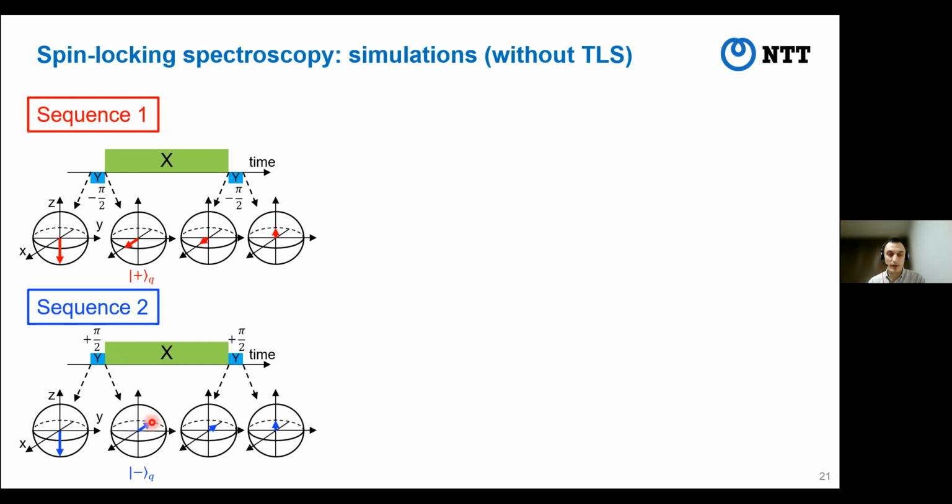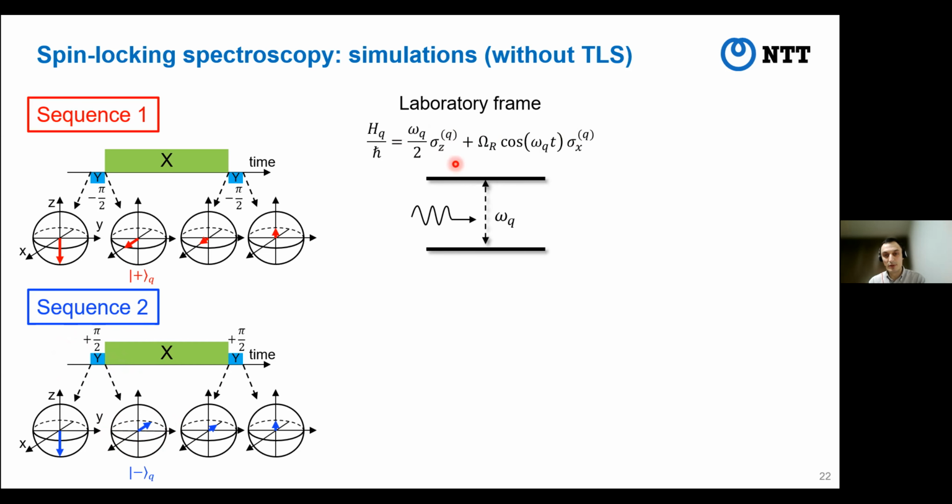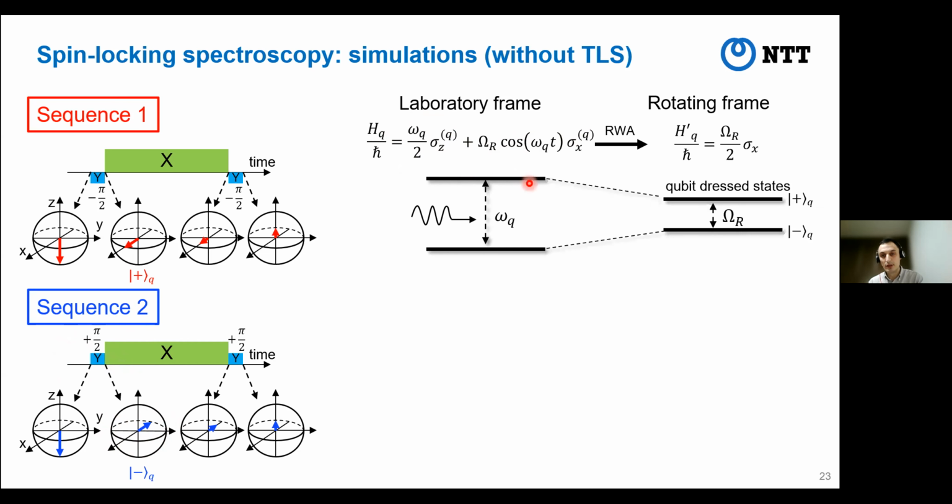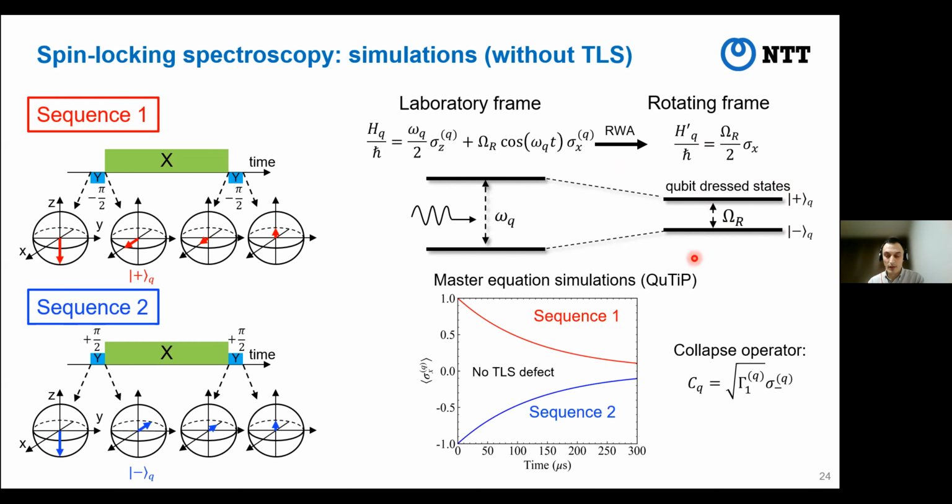Without the interaction between the qubit and the two-level system, the evolution of the spin-locking state is relatively simple. We have two terms in the Hamiltonian in the laboratory frame, the qubit energy term and the qubit drive term. We can reduce the Hamiltonian by using the rotating wave approximation, and in the rotating frame, the qubit eigenstates are the plus and minus states, and the energy separation between levels is determined by the Rabi frequency. At the bottom, I show results of numerical simulations of qubit evolution. Without the interaction between the qubit and the two-level system, the sigma x expectation value decays to zero for both sequence one and sequence two.